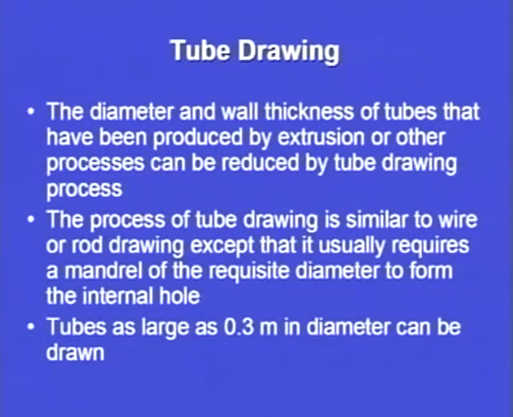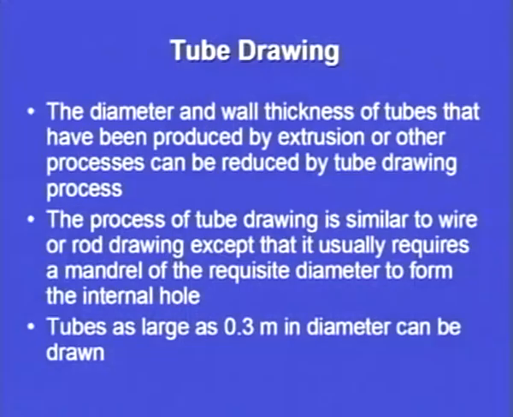The process of tube drawing is similar to wire or rod drawing, except that it usually requires a mandrel of the requisite diameter to form the internal hole. A wire is a solid section, a tube is a hollow section. In order to have a hollow section inside the tubular cross section, that hollow section can be made using a mandrel. We have seen in case of swaging that there are different types of shaped mandrels. Here also in tube drawing, we can use a mandrel and get an internal cavity or internal hollow cross section, made with the help of a mandrel.